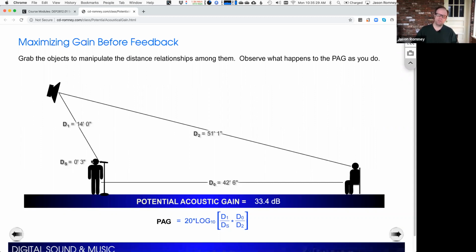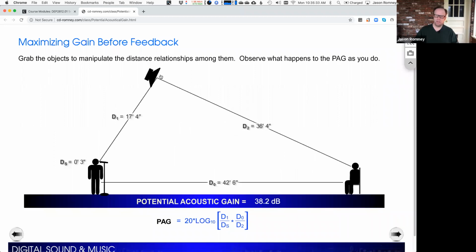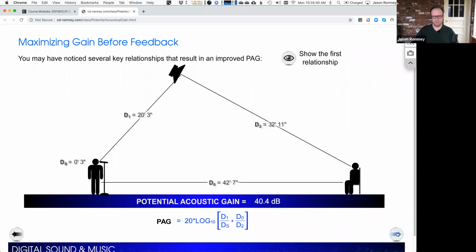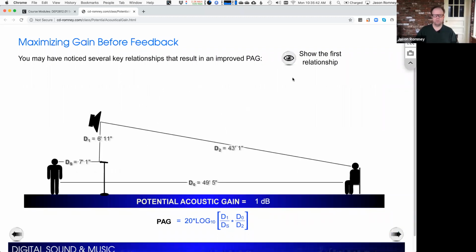Okay, now, if you can do this, and you can get the loudspeaker in a good spot, I can get 40 dB of gain here, which is even better. So let's review those relationships. Here's a scenario where we have 1 dB of gain, which is basically nothing. We may as well have not set up this sound system.